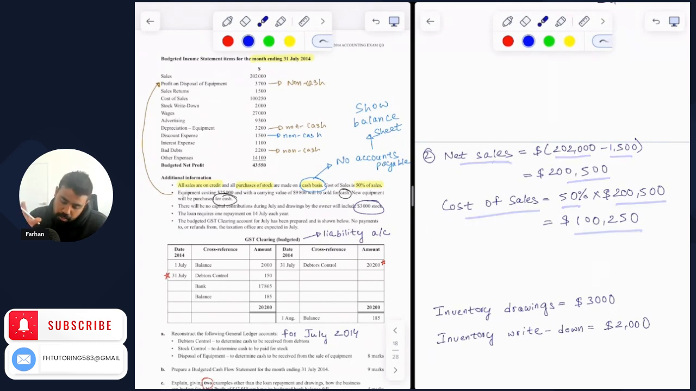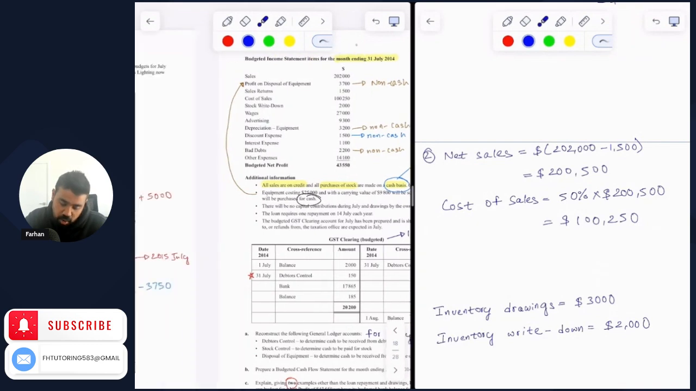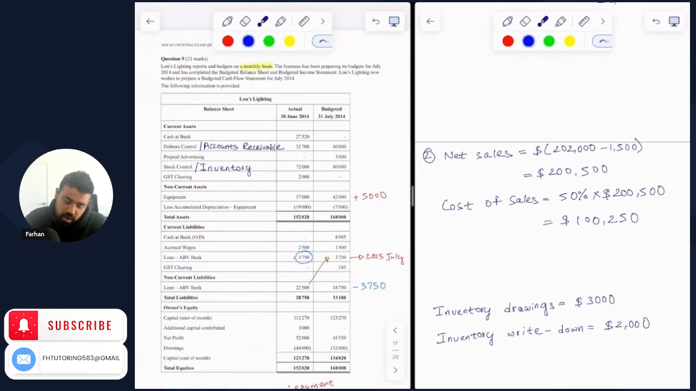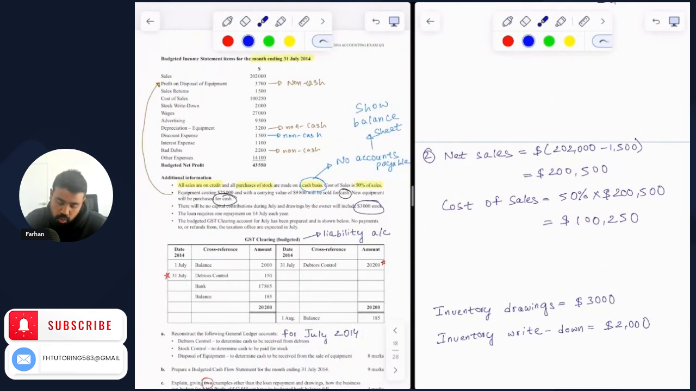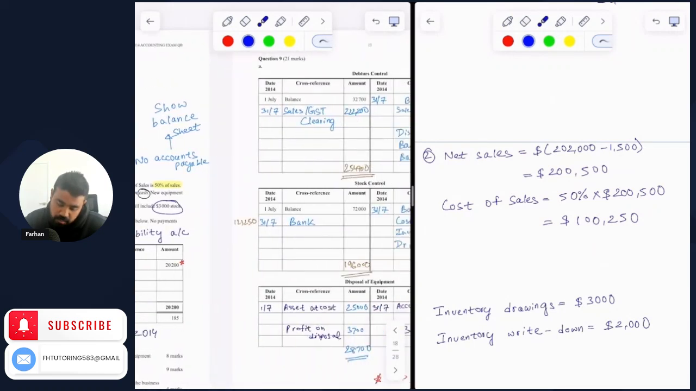Now, we know that all purchases of stock are made on a cash basis. This means neither of the balance sheet figures for the month of June and July should have any accounts payable. And if you want to have a quick look, you can verify that within the current liabilities section, we really do not have any accounts payable, which also verifies the fact that all purchases of inventory are on a cash basis. So what do we do with the inventory ledger account?